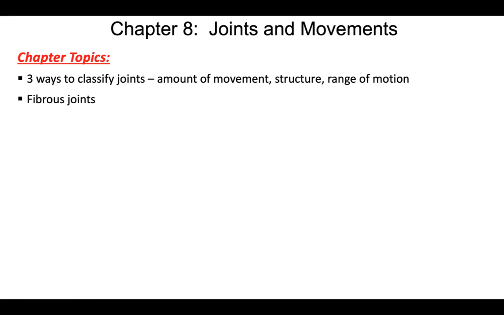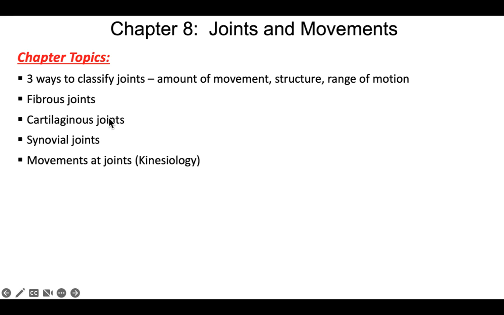So once we learn how to classify joints, we're going to take the three structural categories and look closer at those. So they are the fibrous joints, the cartilaginous joints, and then the synovial joints. So those are three categories based on structure.